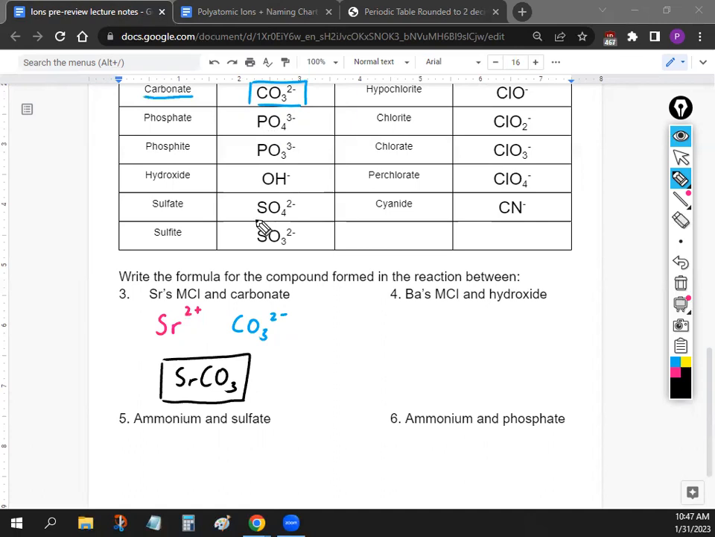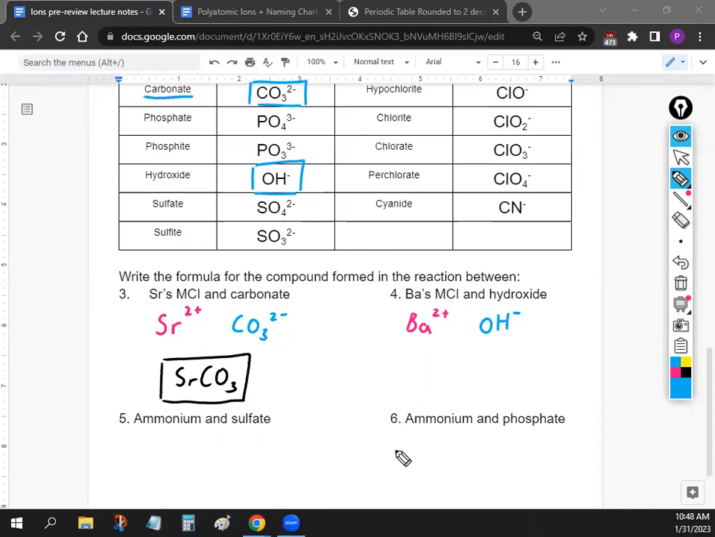Okay, we'll do one last practice problem. I know there's 5 and 6. We won't do those. And then I'll get you guys started on your assignment, okay? All right, so last one. We got Ba ion and hydroxide. So what I'm going to do is I'm going to give you guys Ba. Ba is +2. Okay, and then the anion is hydroxide. Hydroxide is right here. It's OH-. Okay, that's my favorite polyatomic ion.